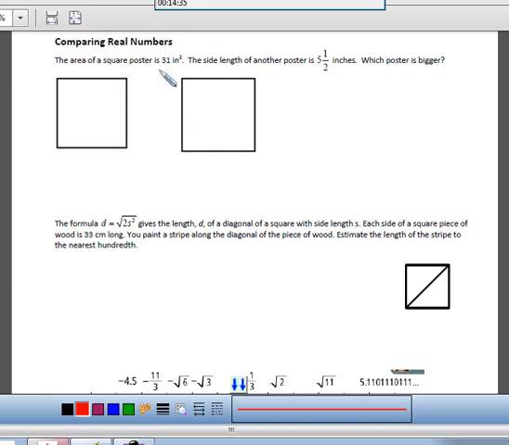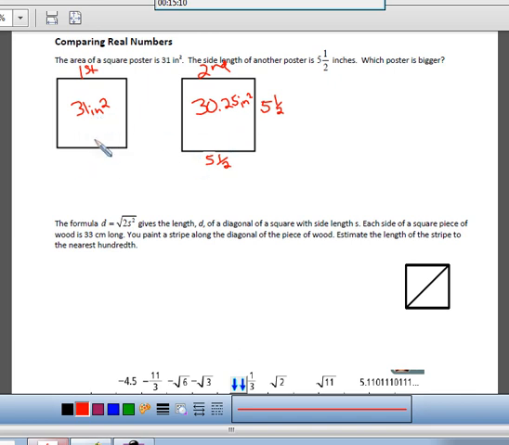So the area of a square poster is 31 inches squared. So I'll put this inside because it's the area. The side length of another poster. So here's the first poster. Here's the second. If we have the side length, 5.5, then we know all the sides. So you can find the area of this by doing 5.5 times 5.5, and if you do, you get 30.25 inches squared. Well, now we know which one is bigger. 31 is obviously bigger than this.